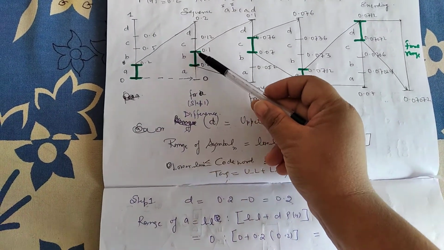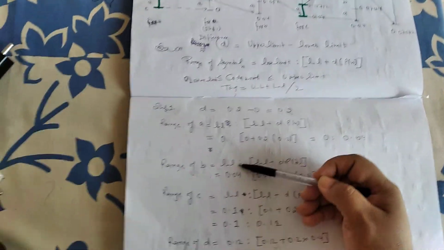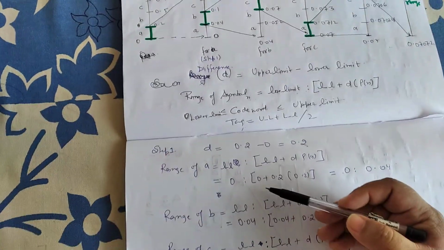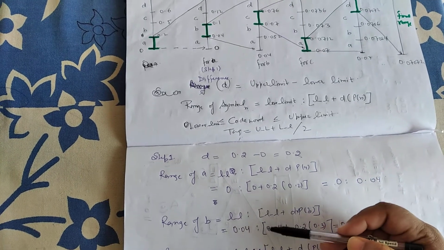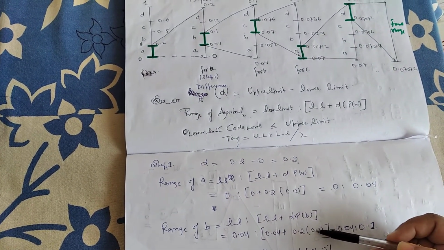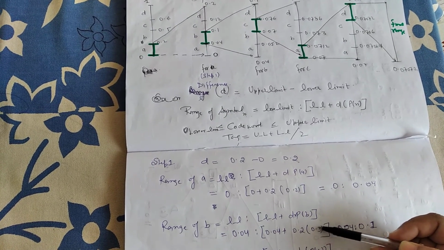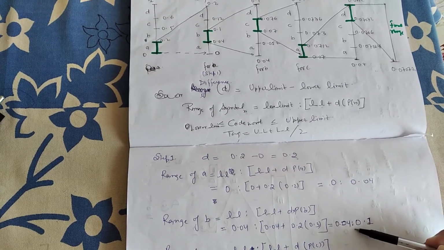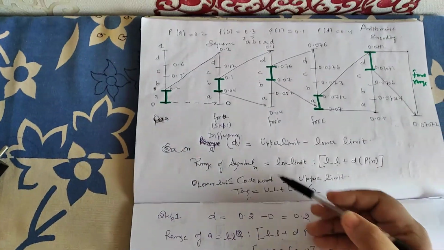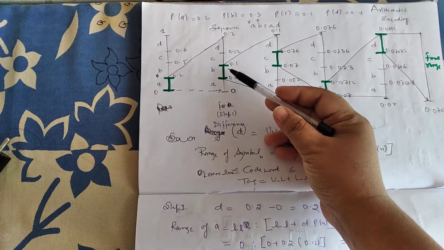Now we will find the B. Next character here is B. For B, the lower limit will be the upper limit of A. So we can see here the lower limit for B is the upper limit of A. So the lower limit becomes 0.04, colon, 0.04 plus D 0.2 into the probability of B given in the question, which is 0.3. So this becomes the range. So the range of B is 0.04 to 0.1. So we have written here 0.04 to 0.1.